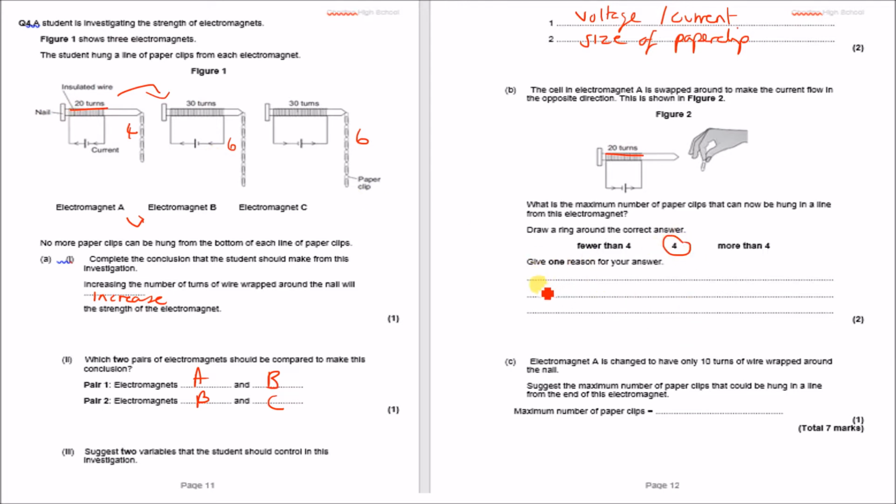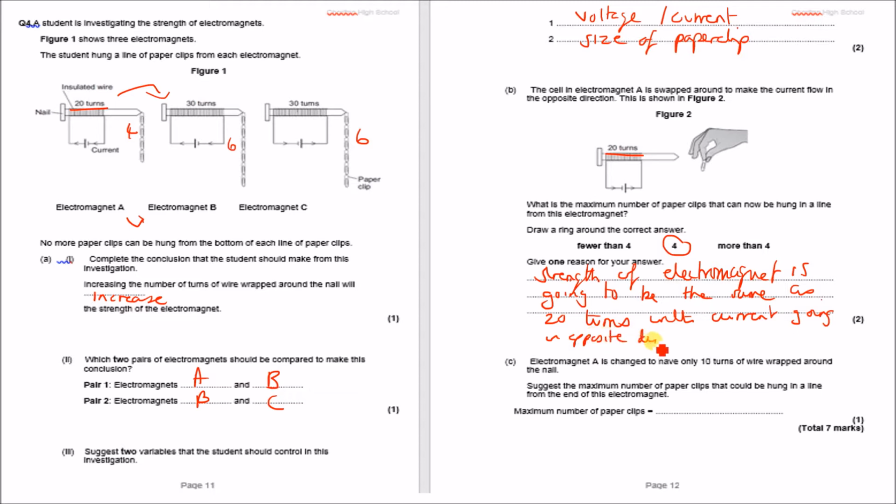And the reason is because the strength of the electromagnet is going to be the same as 20 turns with current going in the opposite direction. The flow of current makes no difference. It doesn't matter which way around it is.